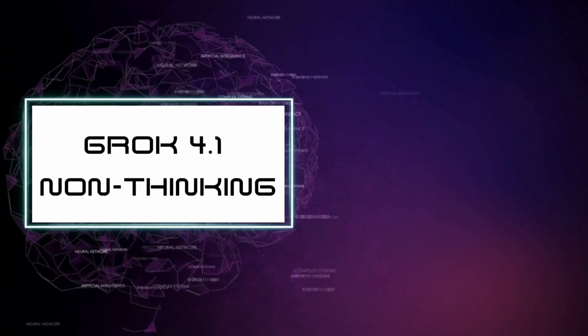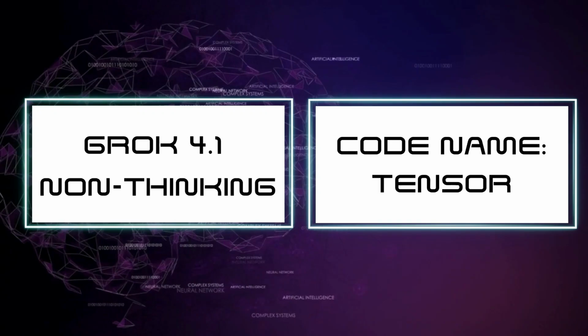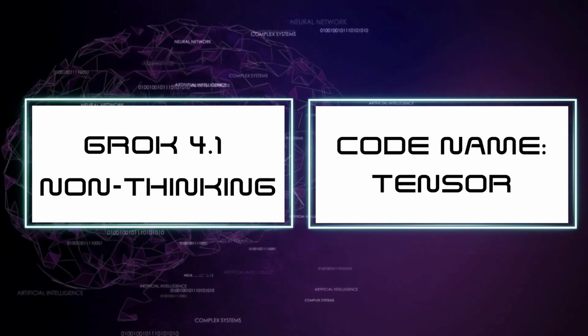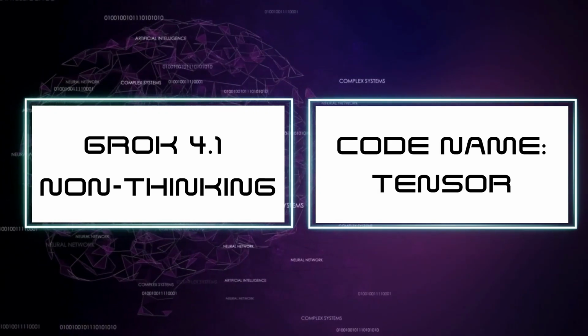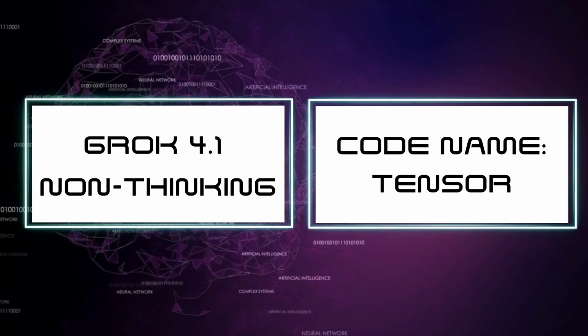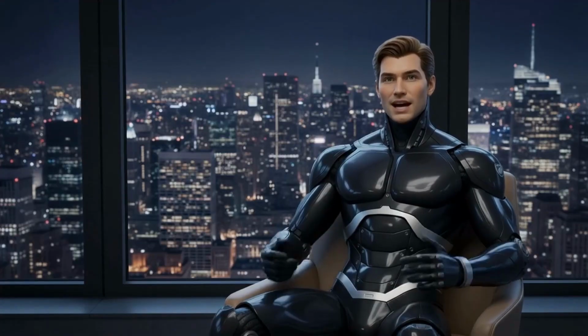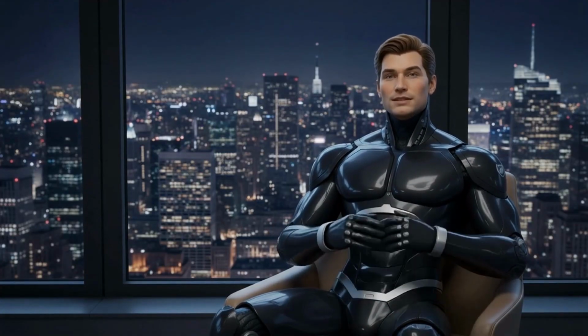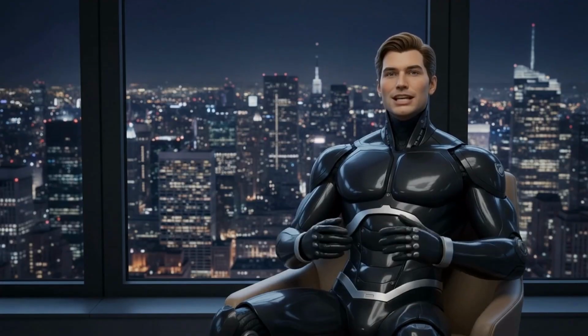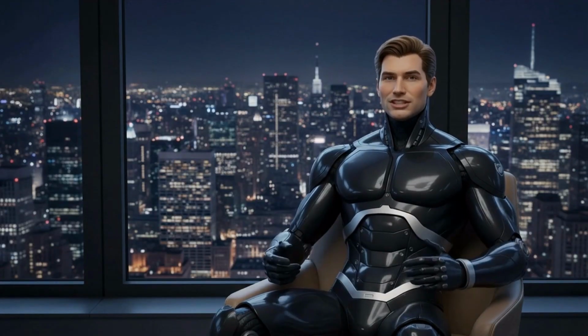Version 2 is Grok 4.1 Non-Thinking. Code name, Tensor. Zero thinking tokens, just instant responses. And it's ranking number 2. Here's what that means. The fast version of Grok 4.1 beats every other AI's slow, reasoning version. Including ChatGPT-o1 with all its chain of thought processing.